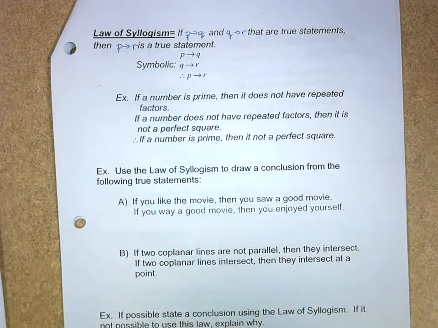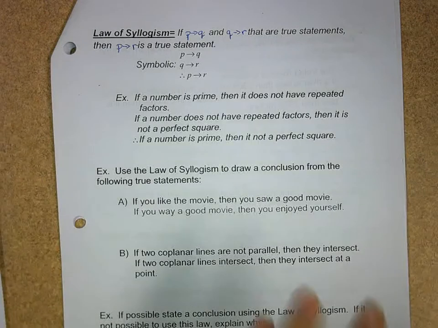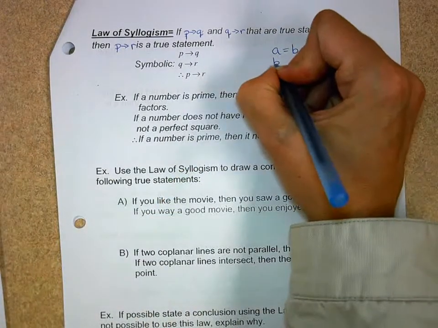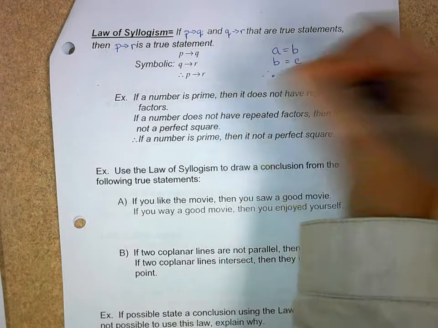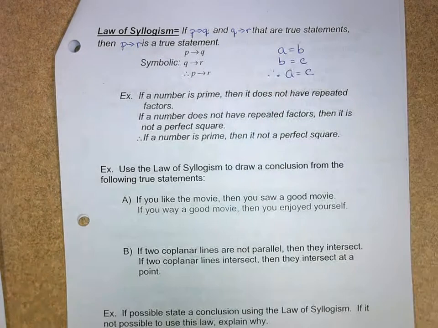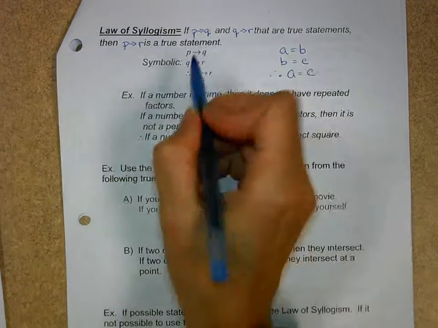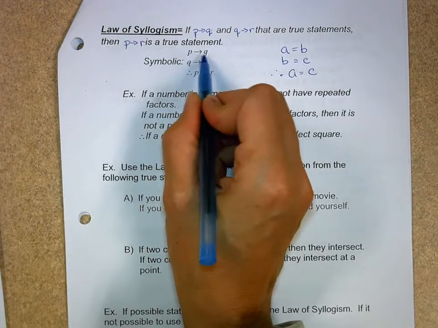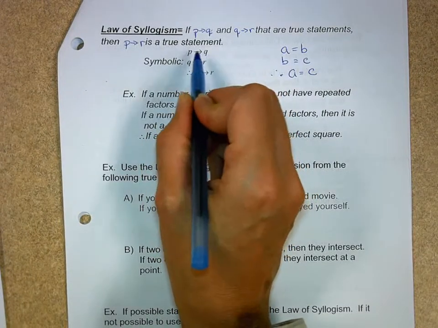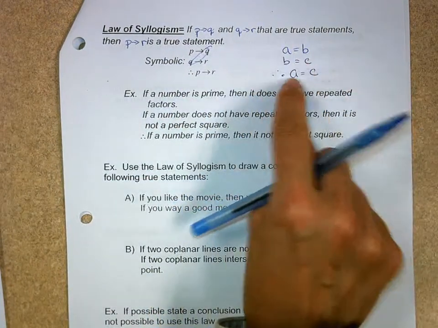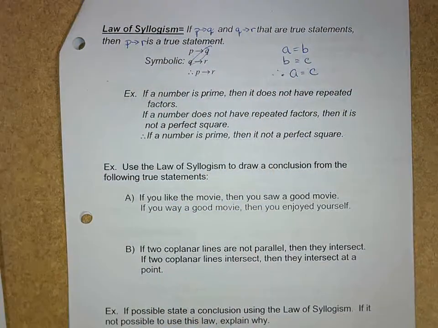Now, what in the world am I talking about? Well, let me show you quick in math. If A equals B and B equals C, what do you know? A equals C. Exactly. Now, just think about it combining in this sense. If P then Q, if Q then R, I can naturally conclude if P then R. Look, A and C. It's the exact same type of idea. So, here's an example of this.